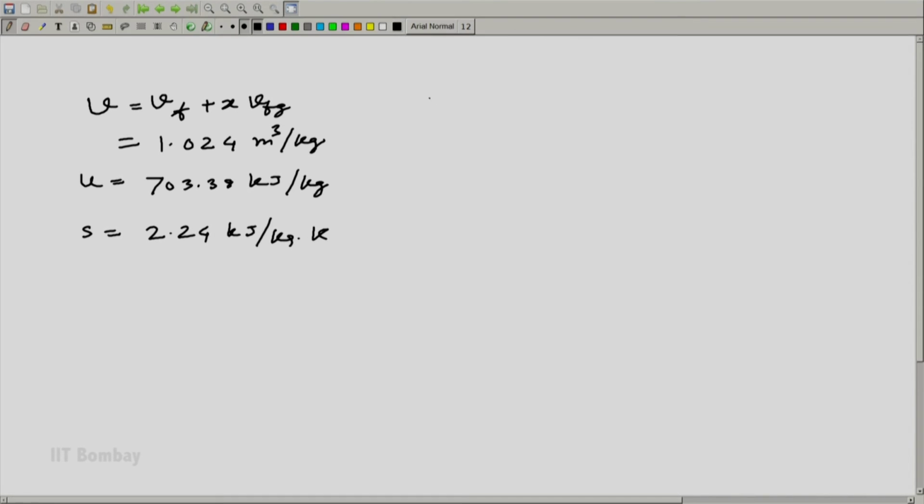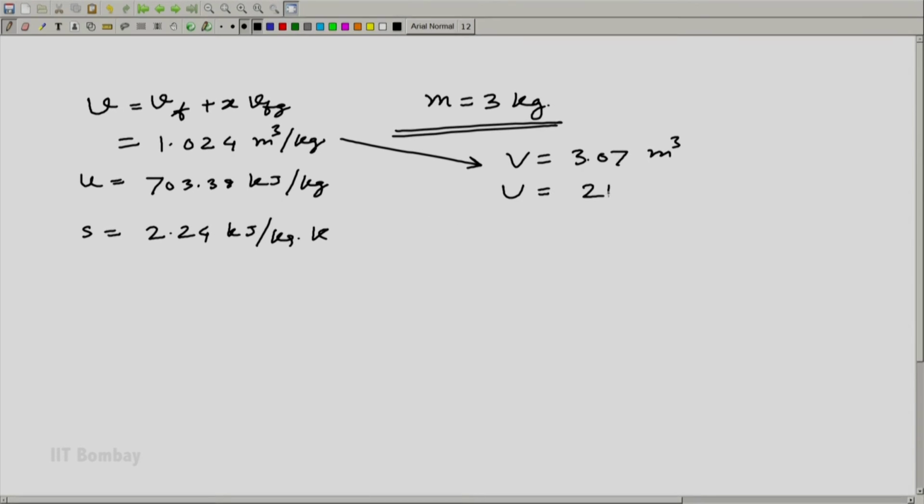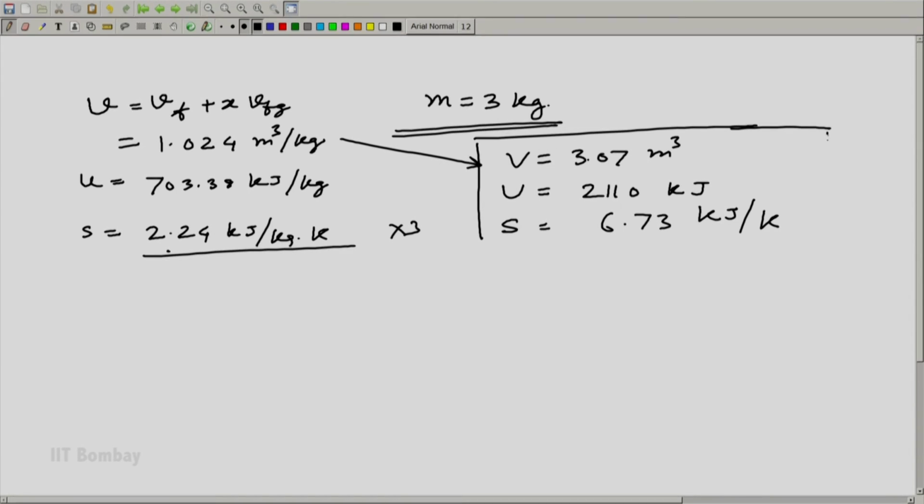Now, we know that the mass is equal to 3 kg for us. Therefore, I will have to multiply all these values by 3. So now my V will be equal to 3.07 meter cube, U will be equal to 2110 kilojoule, and S will be this S value times 3, which we get as 6.73 kilojoule per Kelvin, and this is the final answer.